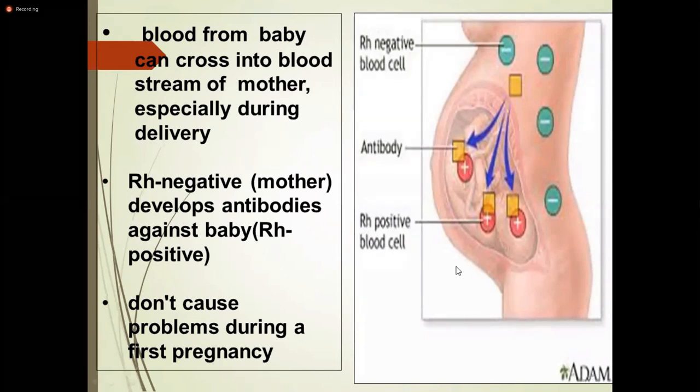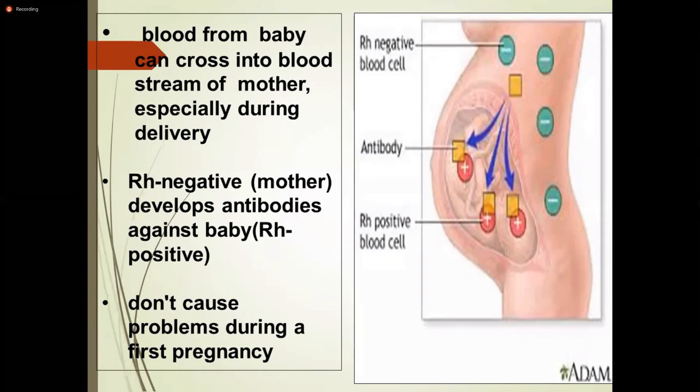So basically, blood from the baby can cross into the bloodstream of the mother, especially during delivery. When delivery happens, or sometimes abruptio placentae or any other procedure that occurs in pregnancy, sometimes abortion, anything that can make the baby's RBCs enter the maternal circulation. So this mother is RH negative, the baby is RH positive. These RH positive cells will enter the mother. What would happen? The mother will make antibodies against those RH positive cells.